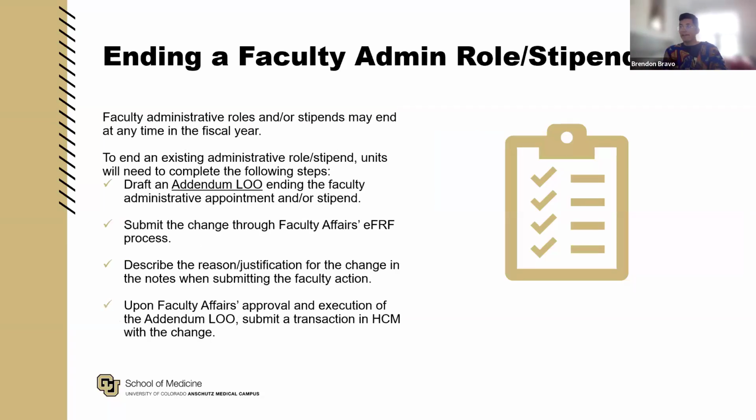And then if you want to end a faculty admin role, those can end anytime during the fiscal year. For that, you'll still need to draft an addendum LOU to show that that admin stipend is ending. Again, submit that through the Faculty Affairs EFRF process. During that submission, make sure you're putting in reasoning for why it's ending. And then again, once you get that fully signed addendum LOU back, submit the transaction in HCM to end that stipend.